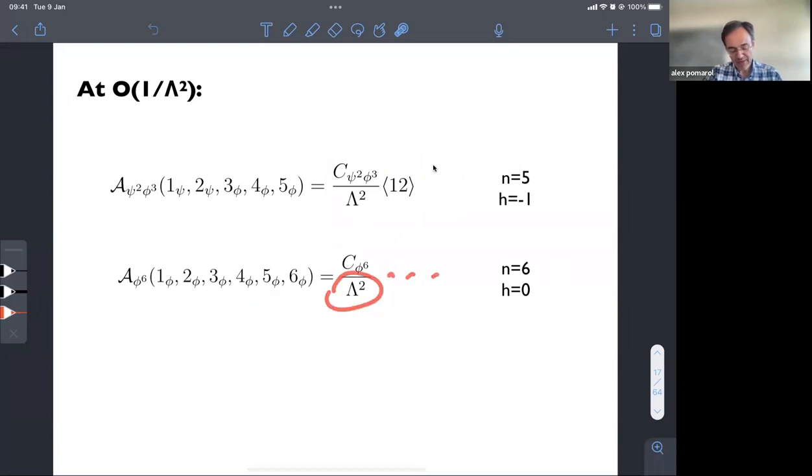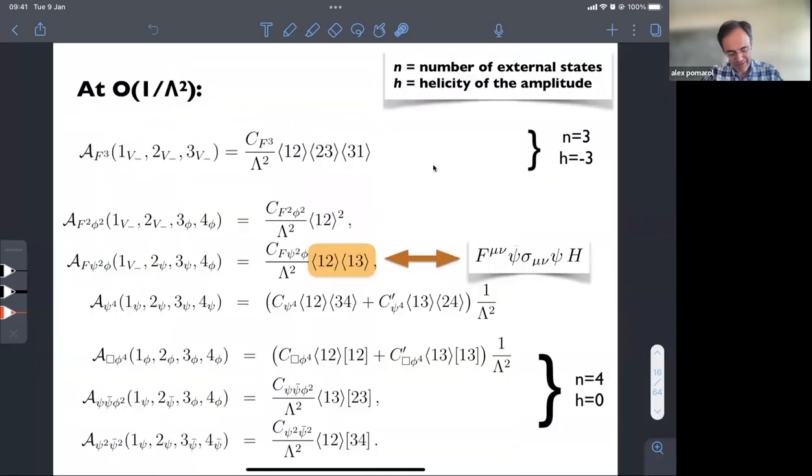Anything here, I have 1 over lambda square, so this is dimension 1 over mass square. That is the dimension of the amplitude with 6 states. So I think the way of generating what is equivalent to the dimension 6 operators are these amplitudes. I call them amplitudes with 1 over lambda squared. Amplitudes are much easier. Everybody can do it.